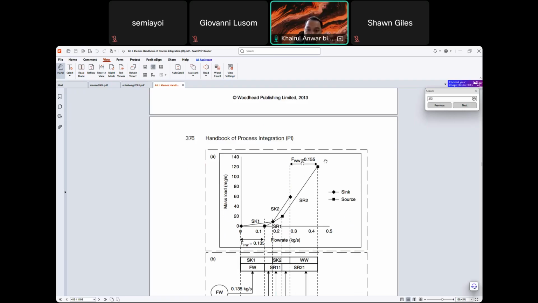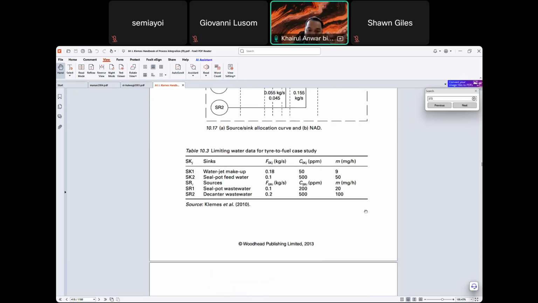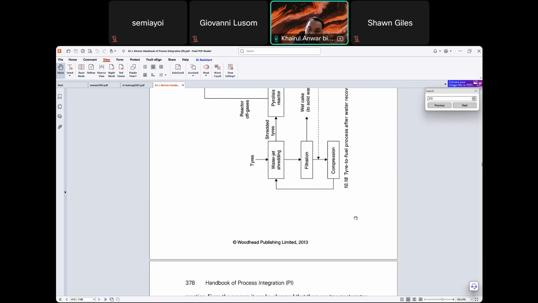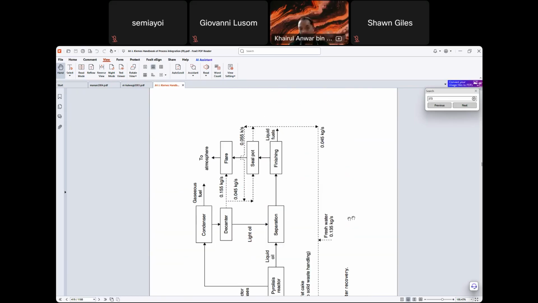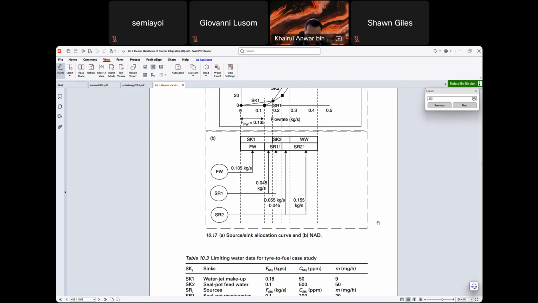Oh, it's here. So from there, copy. Refer to the book. So the fresh water needed is the minimum fresh water.